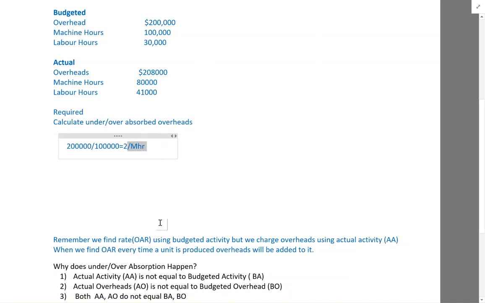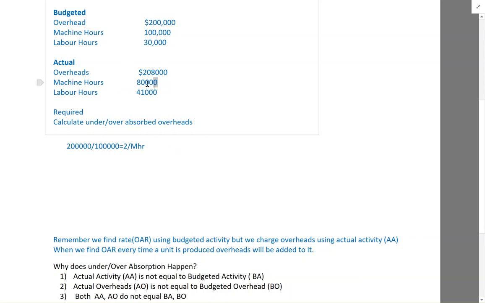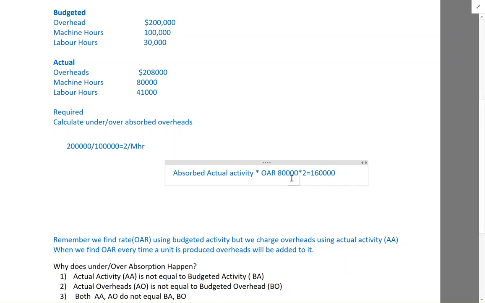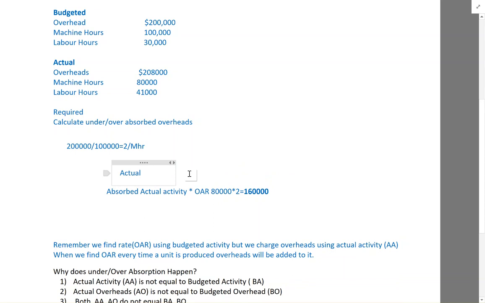So rate is found using budget. I've explained here: rate is found using budget, but it is charged using actual activity. Every hour that we spend on a unit, we will charge overheads. So when I'm finding absorbed overheads, the overheads that I have charged on customers, it will be actual activity multiplied by OIR, which in this case is actual activity given as 80,000. Once I find the rate, then I will charge it using actual activity. So that means we have charged 160,000 overheads, but the actual overheads in this question is 208,000. So actual is more, we have under-absorbed. By how much? 48,000.